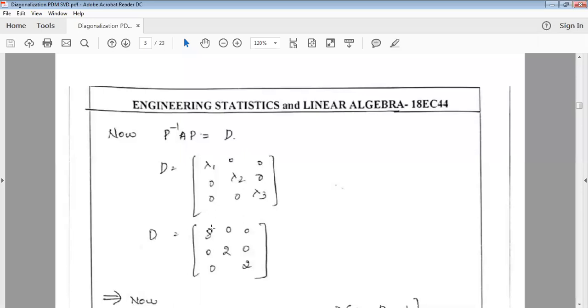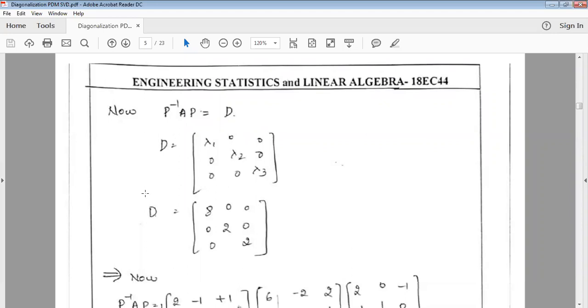And lambda 1 is nothing but 8, and lambda 2, lambda 3 are nothing but 2 and 2, which were repeated eigenvalues. So the structure of this diagonal matrix D needs to be like this, right? D should be equal to 8, 0, 0, 0, 2, 0, and 0, 0, 2, because I know that it will just be a diagonal matrix. It will just be a matrix which will have diagonal elements. Now, can we prove that this diagonal D is actually correct?